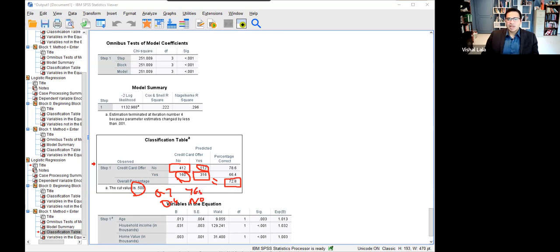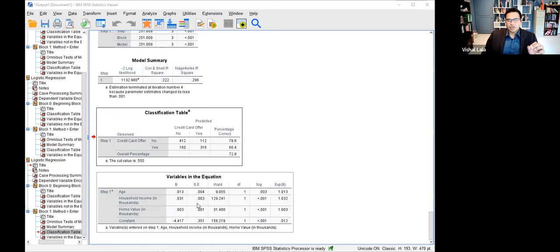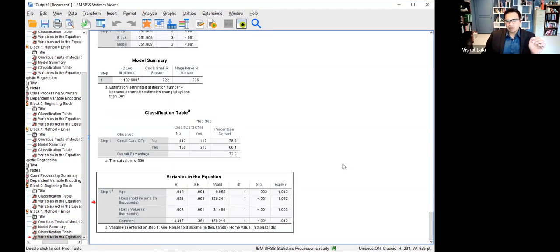Okay. So that completes the prediction part of our model. Let's move on to looking at the inference part of our model. Now, in this output, you can look at your individual regression coefficients and arrive at the conclusion that each one of them is statistically significant. That is, income, home value, age, all three of them exert a significant influence on the likelihood of somebody signing up for a credit card.